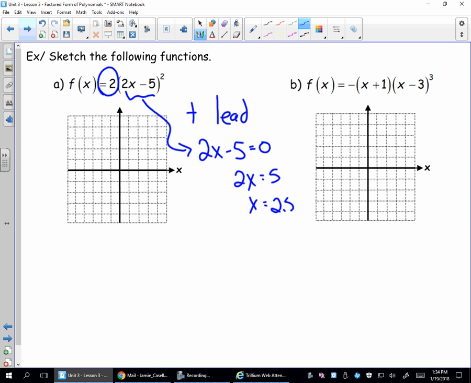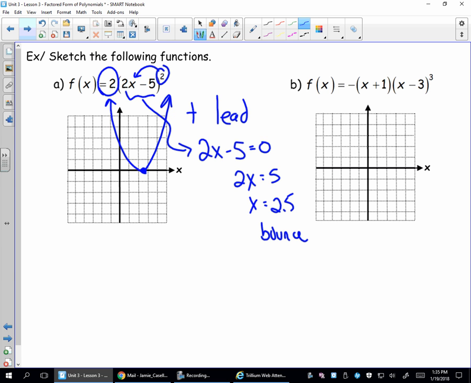We could deal with them the same way. My 0 is at 2.5, the value that makes that bracket come out to 0. What kind of 0 is it? It's a bouncing 0. So at 2.5 right there, I have a bouncing 0. I have a positive lead coefficient, so I have to go up to the right. I'm going to bounce off the axis, and my exponent is an even number on the x squared, quadratic, which means my left and right hands do the same thing. So it should look something like that.